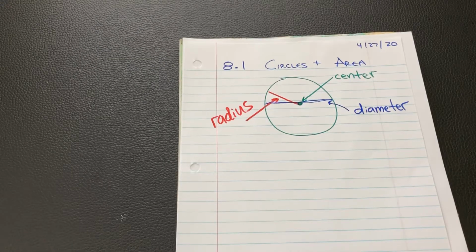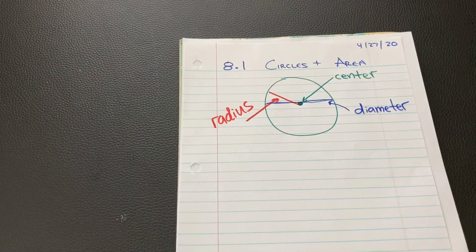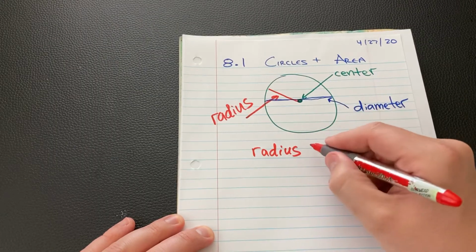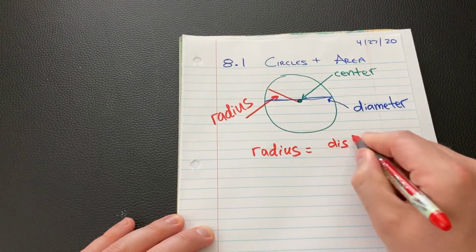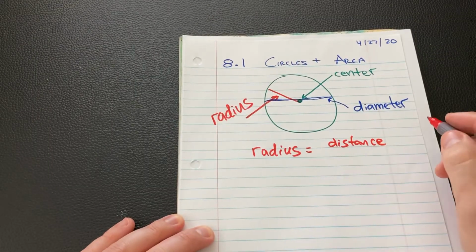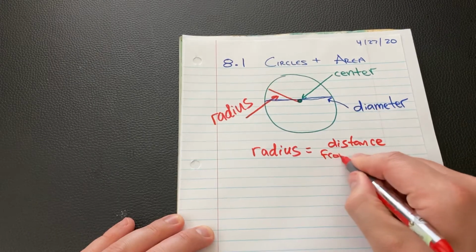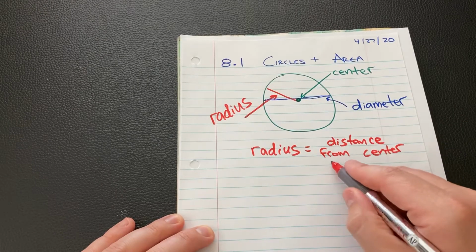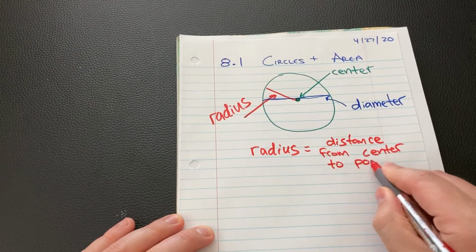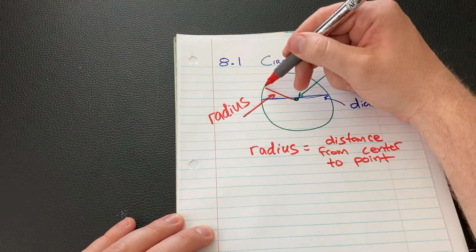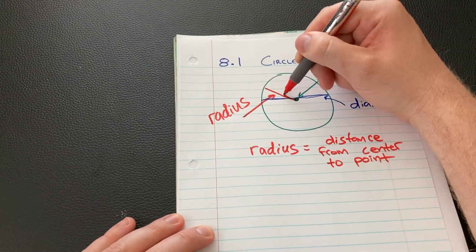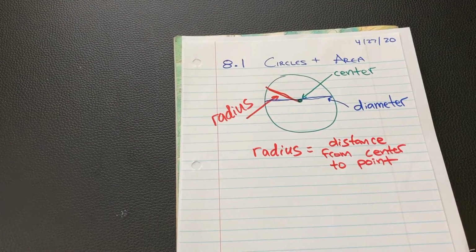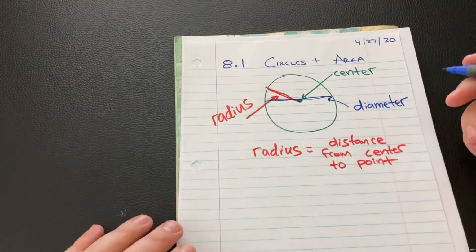So let's see. The radius is the distance from center to point. I'll trace it with my pen. So here's the radius, here we go. From center to point, halfway, radius. Diameter is the distance across the circle through the center.